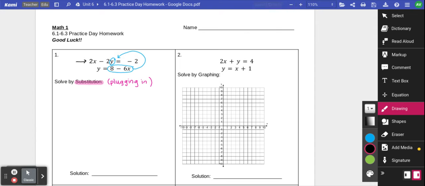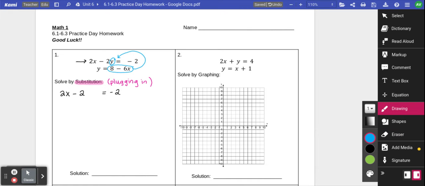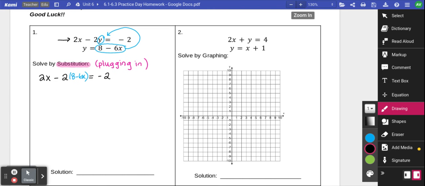If I copy this equation, I'm going to copy the 2x minus the 2y equals negative 2. And then what I'm going to do is I'm going to change the y. I'm going to replace the y with 8 minus 6x instead. So you're taking the y that was already in the equation out of the equation, and you're replacing it with the 8 minus the 6x from the other equation.